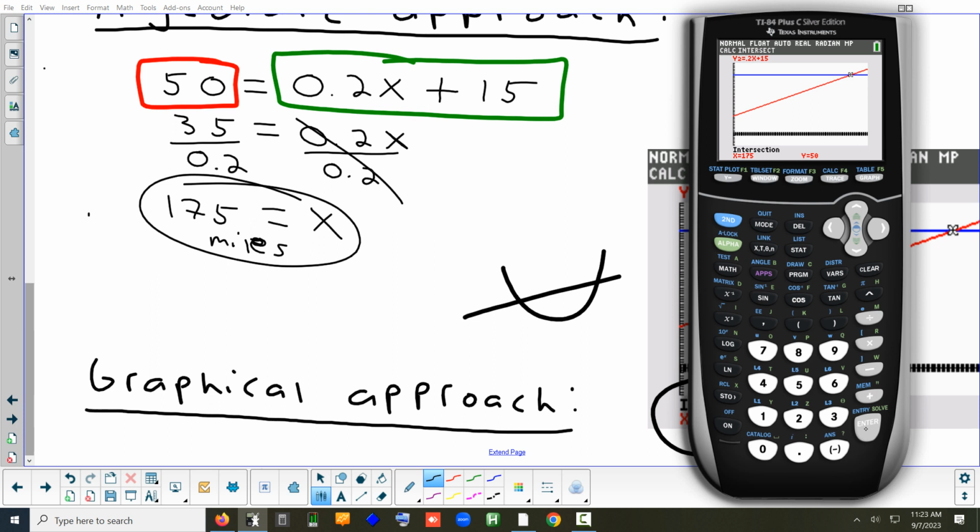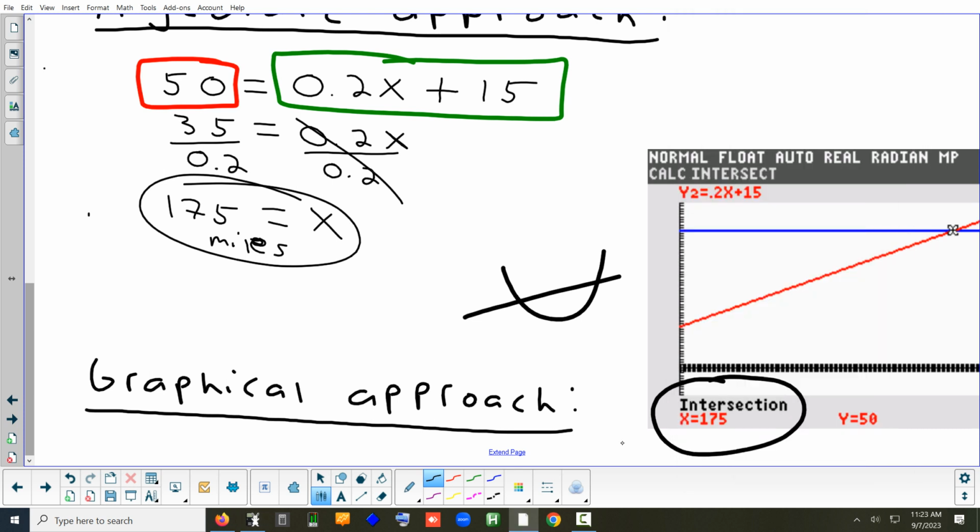So you want to make sure that when you look for the intersection, you do not want the intersection right on the edge of the screen. You always want to set your window to go a little bit past it. If you don't, that's what happens. So make sure whenever you're looking for something that it's kind of more away from the edge a little bit, and then it'll work. Okay, so that was the graphical approach. Any question on how to find an intersection point?